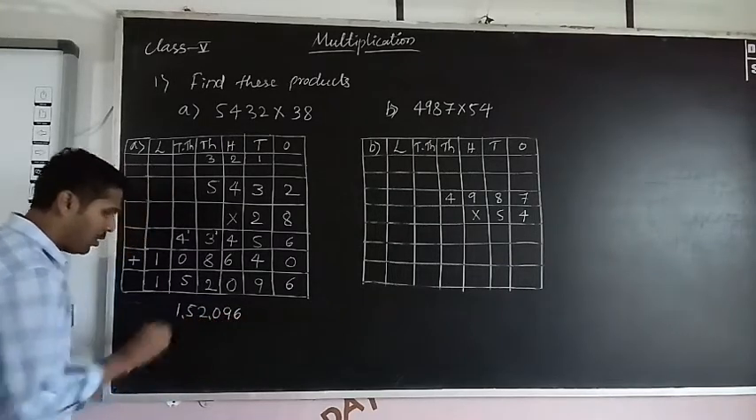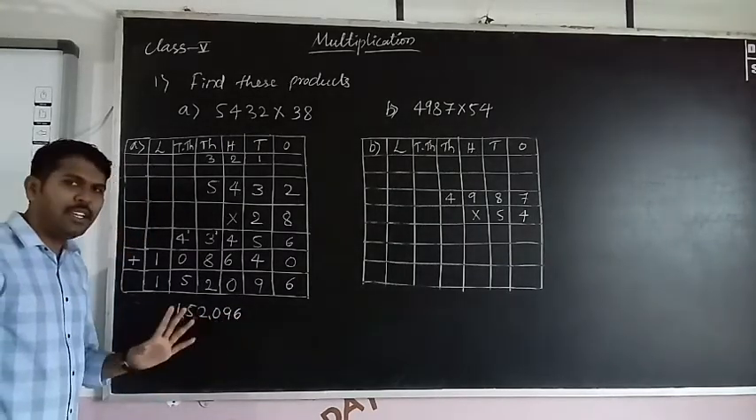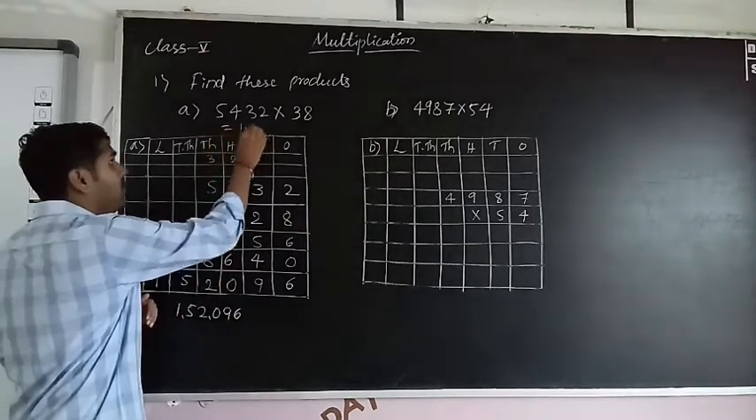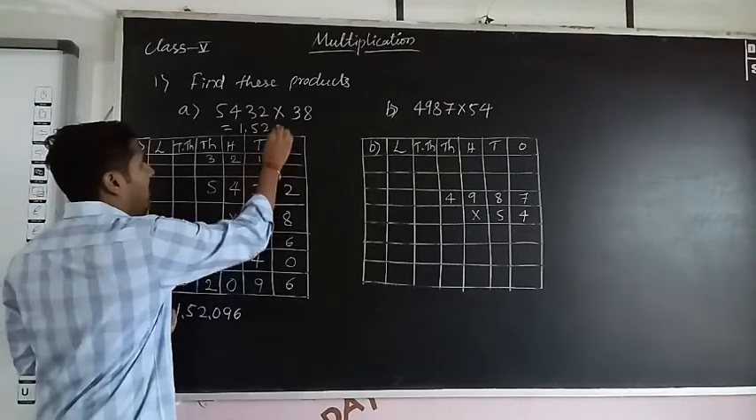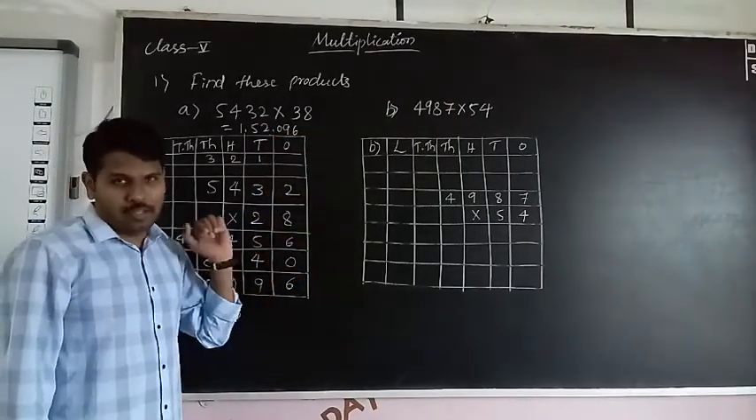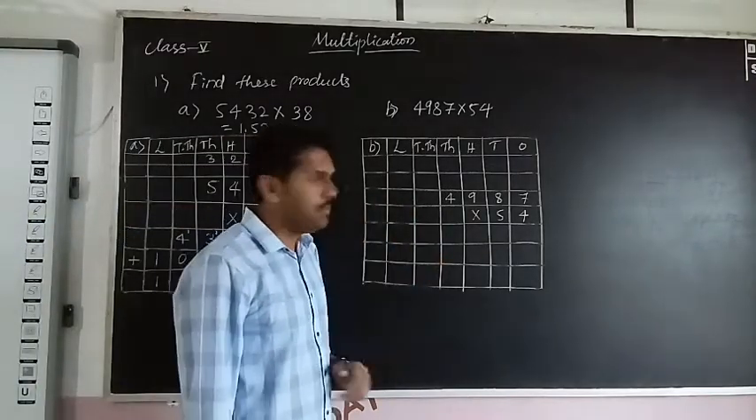152096. With commas, 1,52,096. That's the answer. Okay, this is the way of multiplying two numbers. So next, try this one.